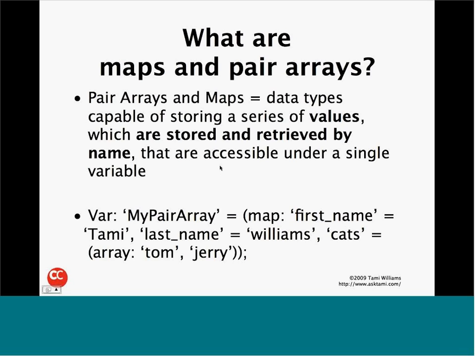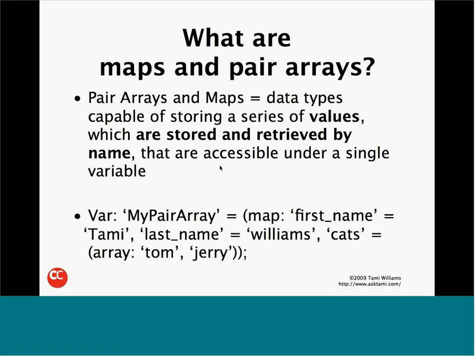Maps and pair arrays are data types capable of storing a series of values which are stored and retrieved by name instead of by index number. They're accessible under a single variable. Pairs and maps are like PHP associative arrays. Each map or pair array is like a record in a database storing name-value pairs. Each field name is the key or name, and the value stored in the field is the value.